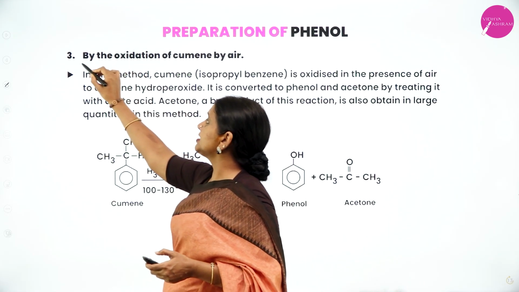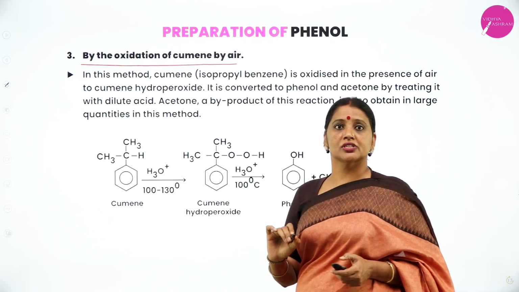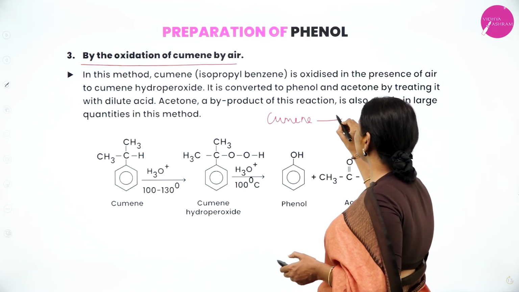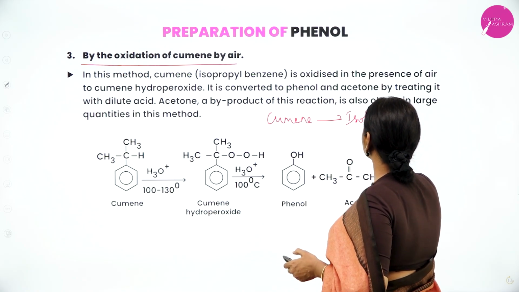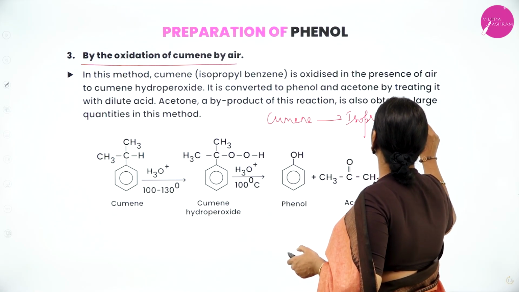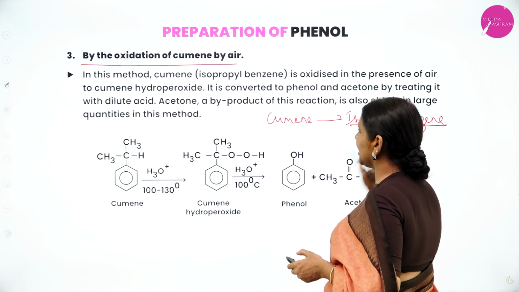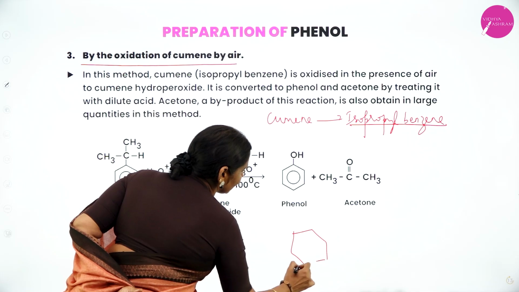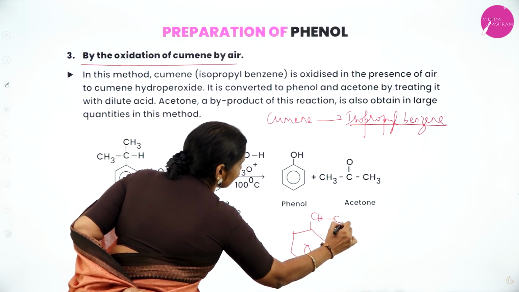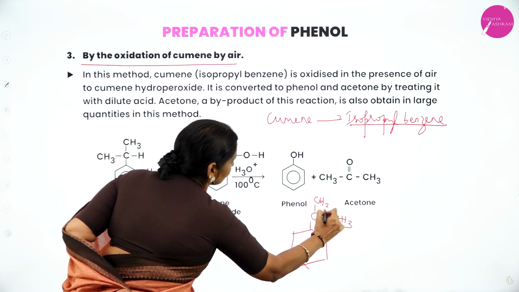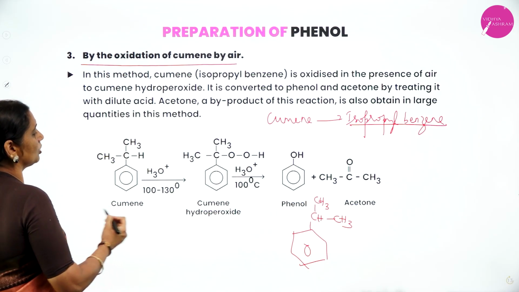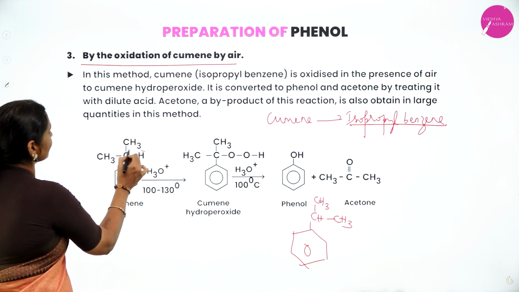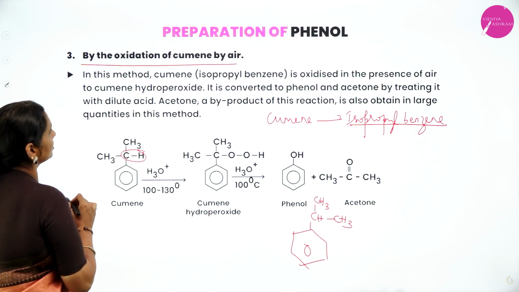Next, by the oxidation of cumene by air. The first question that arises is, what is cumene? Cumene is isopropyl benzene. Now write down the benzene ring. The isopropyl group is a CH attached with two methyl groups. This is the structure of cumene: benzene attached with CH, which is attached with 2 CH3.